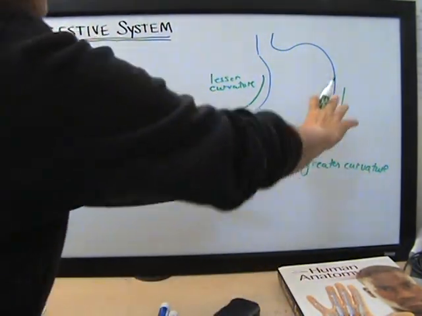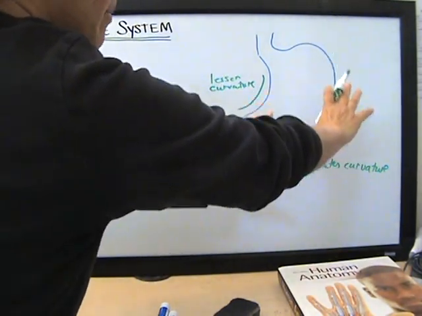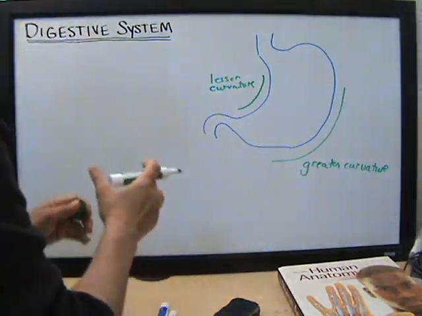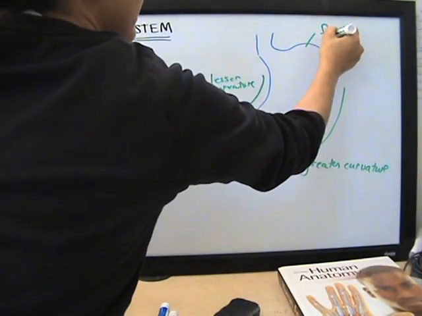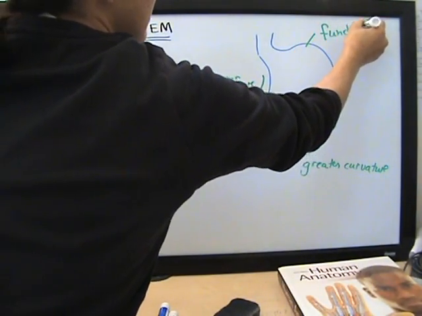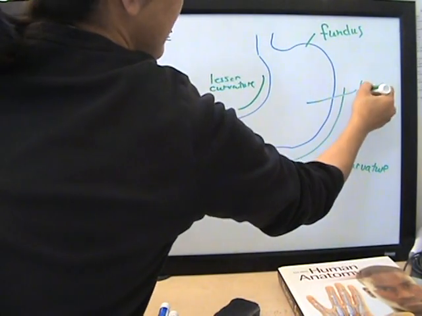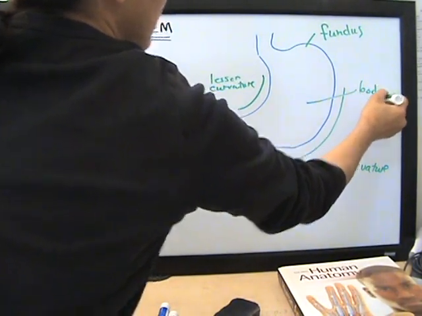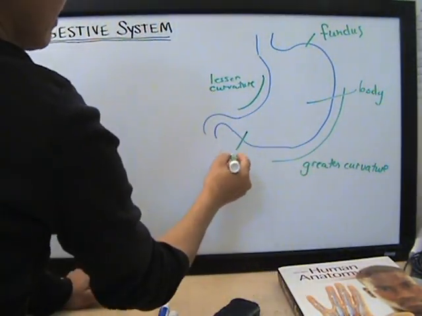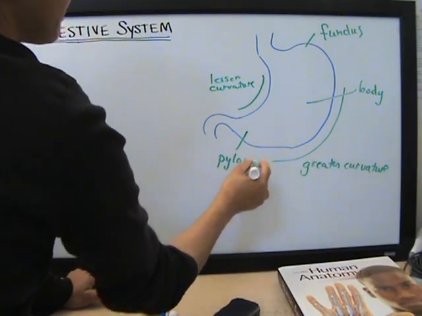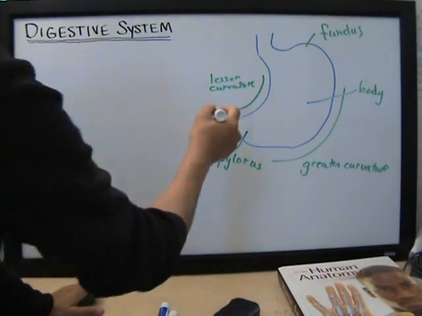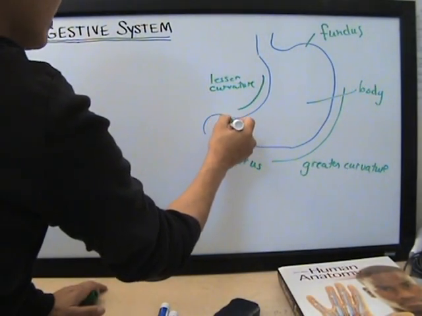Now the greater omentum hangs from the greater curvature. We have this portion up here called the fundus, the body of the stomach there, and over here is called the pylorus. And located here is the pyloric sphincter.